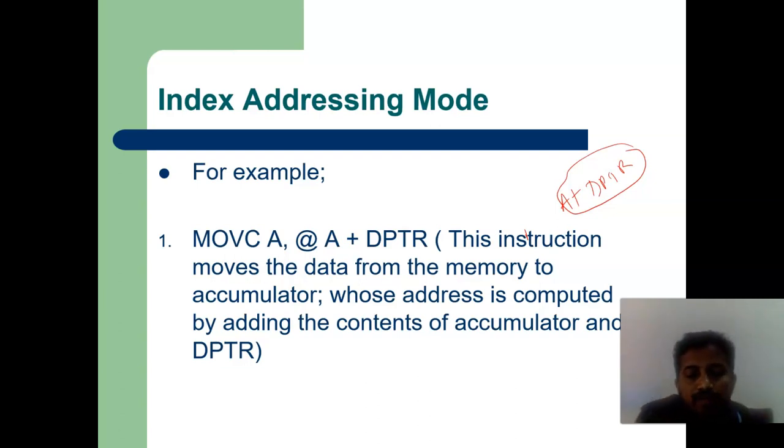In this way, we have completed all 5 addressing modes: register addressing mode, direct addressing mode, register indirect addressing mode, immediate addressing mode, and index addressing mode. I hope you have understood this topic. Thank you for watching this video.